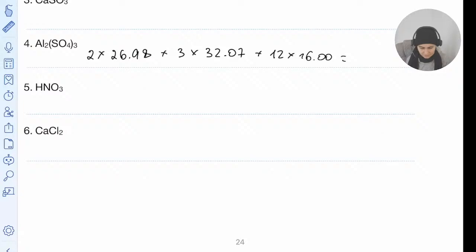2 times 26.98 plus 3 times 32.07 plus 12 times 16, which is 342.17. So that's how we're finding MR.